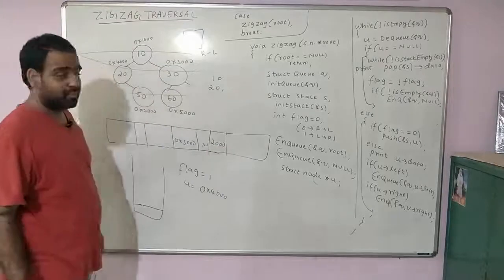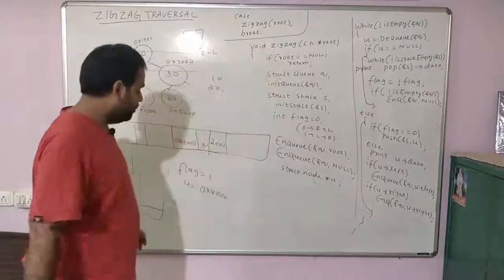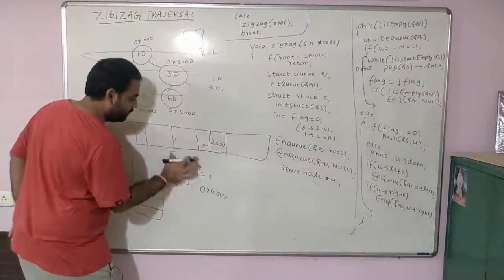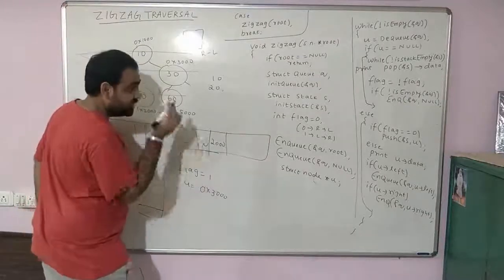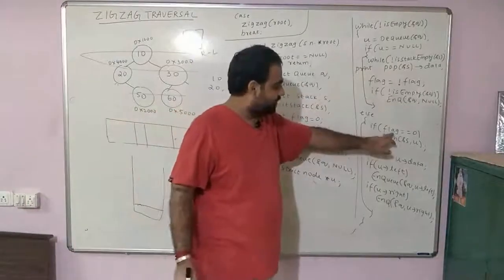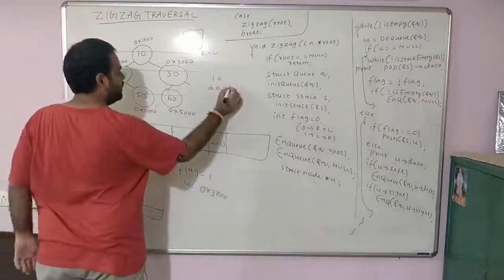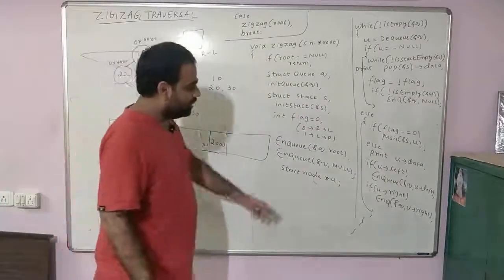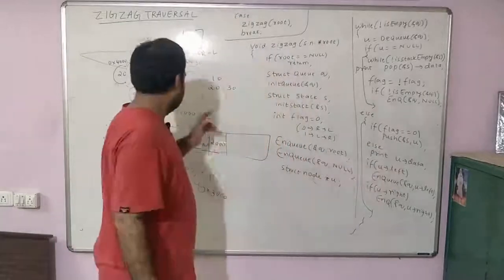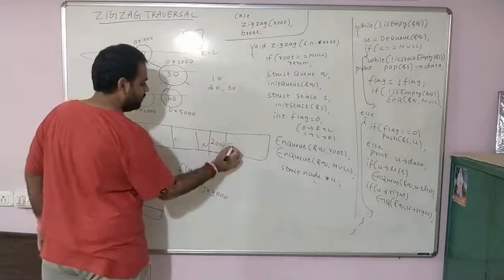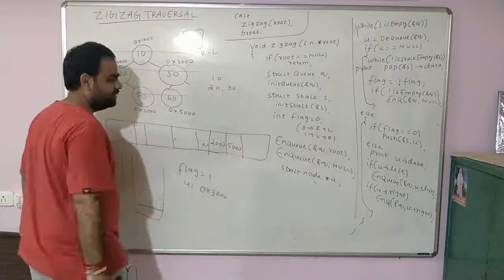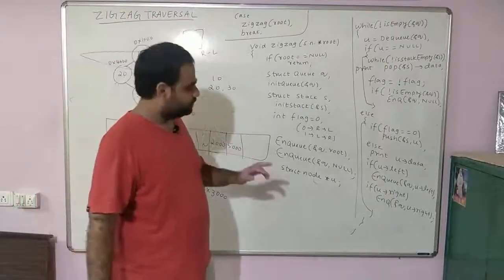Fair enough? Go back, queue is not empty. Yes, u is equal to dq. What do you dq? You dq 3000. Is 3000 equal to null? No. Flag equal to 0? No. Print 3000 arrow data. What is 3000 arrow data? 30. What is 3000 arrow left? It is 5000, not equal to null. Therefore, you enqueue 5000. Fair enough? 3000 arrow right is null. Do not enqueue. Go back.